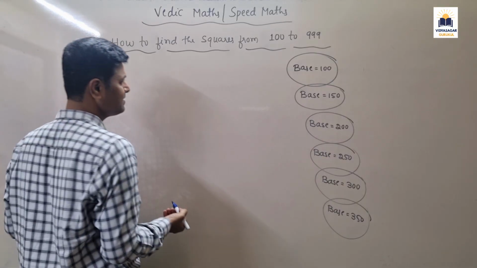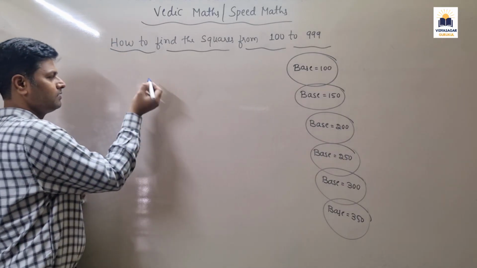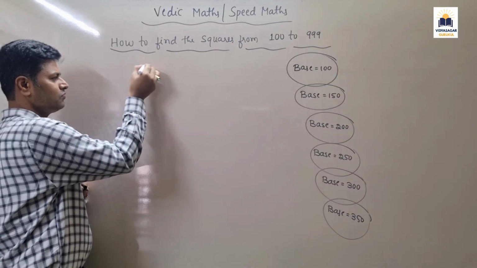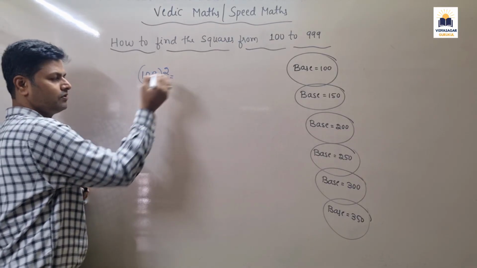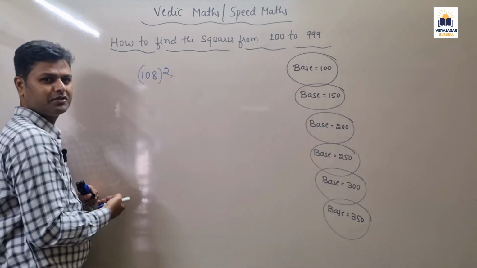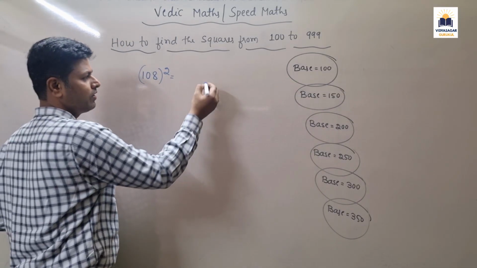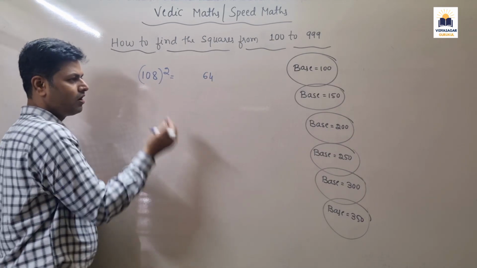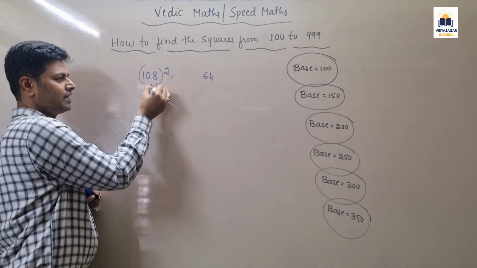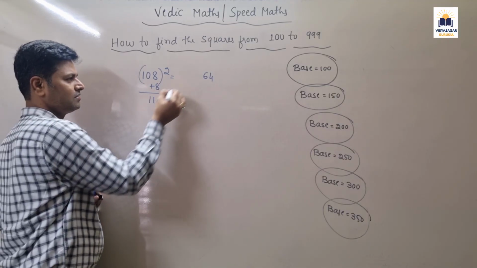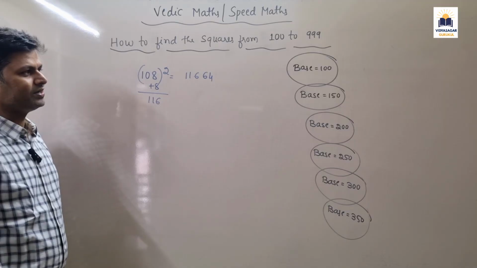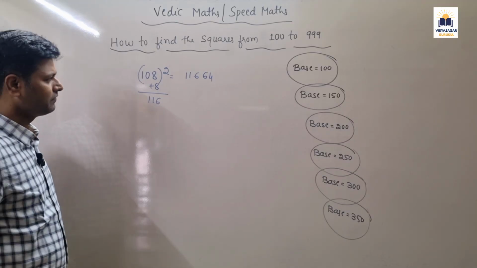So now see here, if I am talking about base 100, suppose, as I told you last class, 108 square. Compared to 100, 108 is how much more? 8 more. 8 square is 64. That much more you can add to this, so it is plus 8. So it will be how much? 116. So your answer is 11664. This is one way.